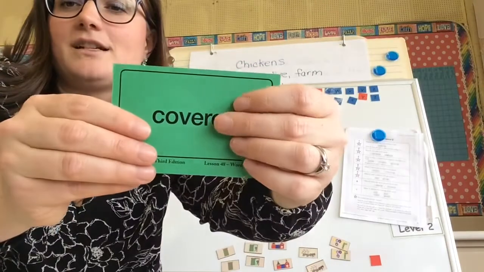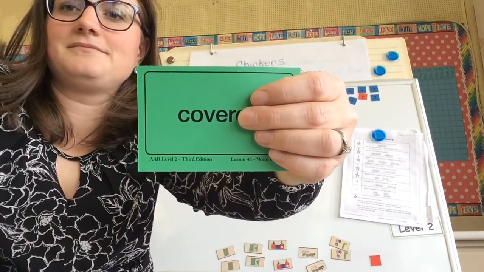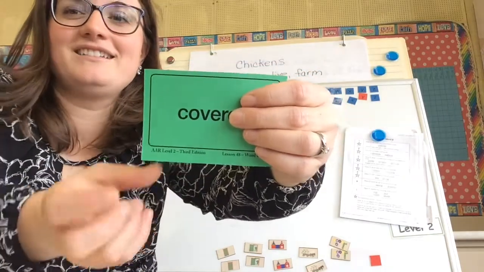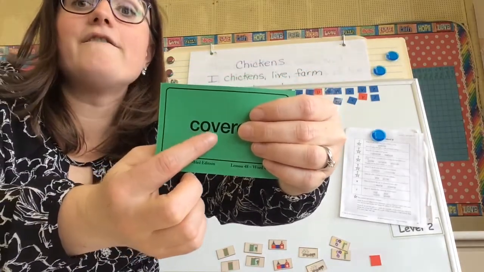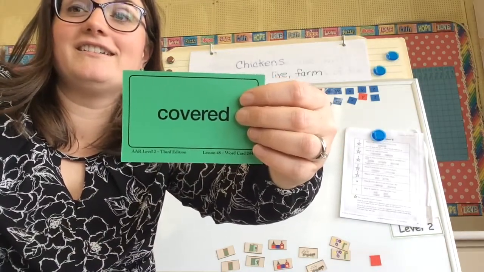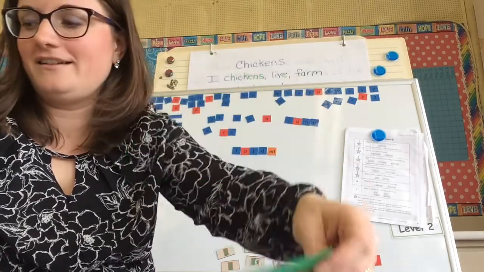Okay, let's do this word. I'm going to cover up the ED. What does that say? Remember our O, the fourth sound? Cover. And if I add the ED? Covered. Ooh, that's saying the D sound. Covered. Very good.